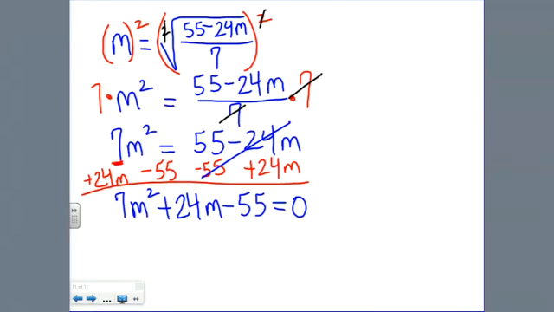Now, before we solve this quadratic equation, did anybody from the campuses, other campuses, or off-site have any questions?